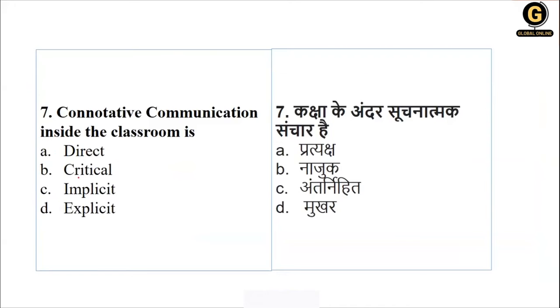Is it direct, critical, implicit or explicit? Now in such a question, first of all, to do this question you should know the meaning of connotative. It is nothing but what is called the secondary word, a secondary word which expresses the emotions or idea. That is communication, so it expresses that.